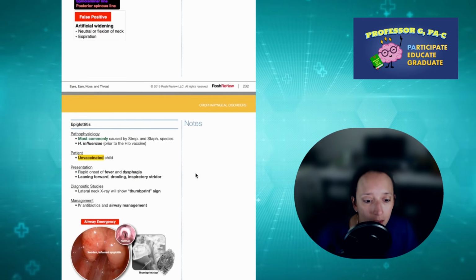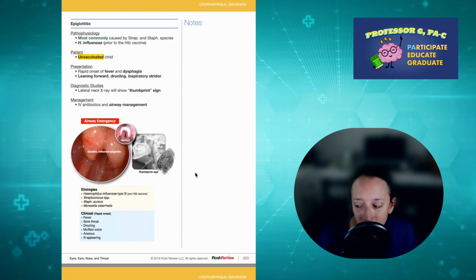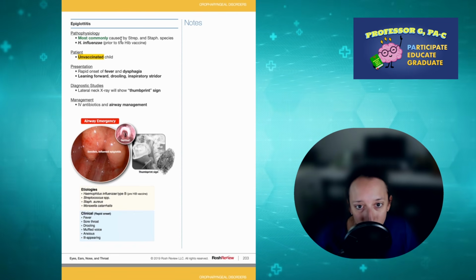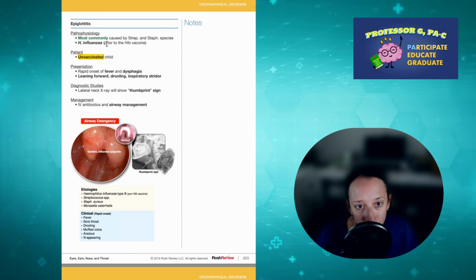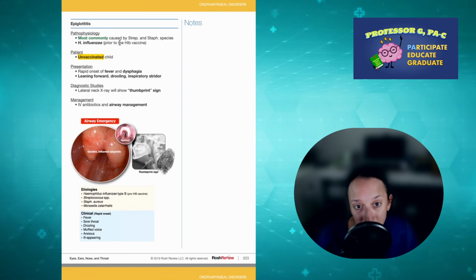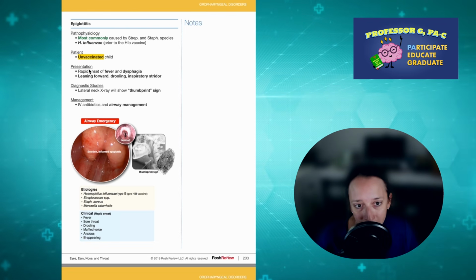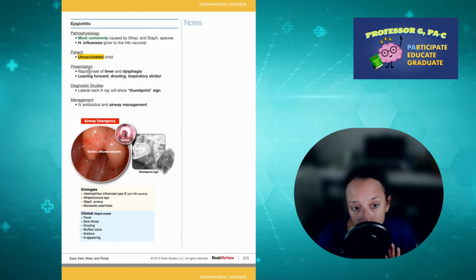Epiglottitis. We saw this in the poll module. We're seeing it again here. So most commonly caused by strep and staph species. H flu was the most common cause prior to the HIB vaccine. We'll often see it in a vignette or in real life in an unvaccinated child. I've only ever seen it in an adult patient.